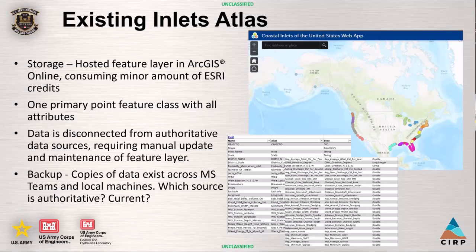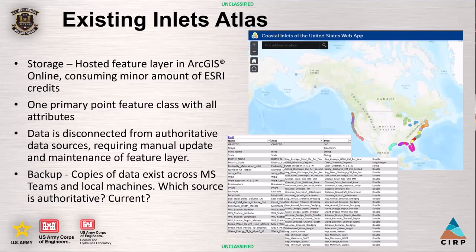Thanks, Katie. So as Katie mentioned, we have this existing Coastal Inlets of the U.S. web map, which is really based on a feature layer that resides in CHL's ArcGIS Online subscription. This database actually does consume a minor amount of what are known as Esri credits. Those credits are charged every year that the database is sitting in that ArcGIS Online subscription. And it is, as Katie mentioned, one primary point feature class with all the attributes, only some of which are shown here on the tables.